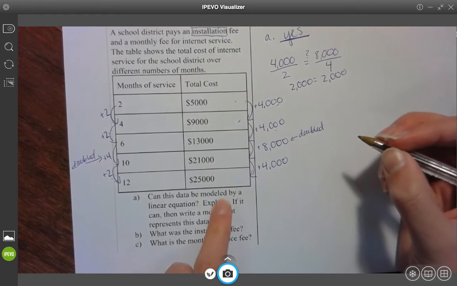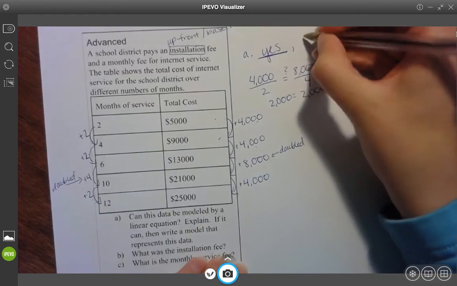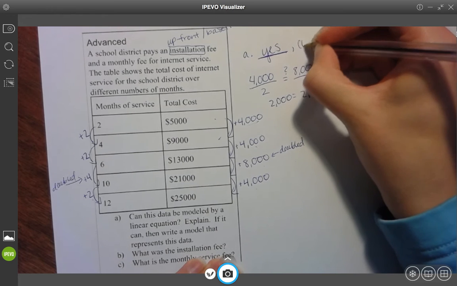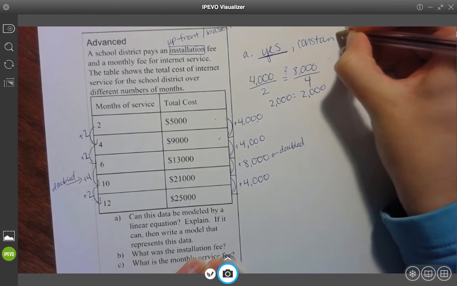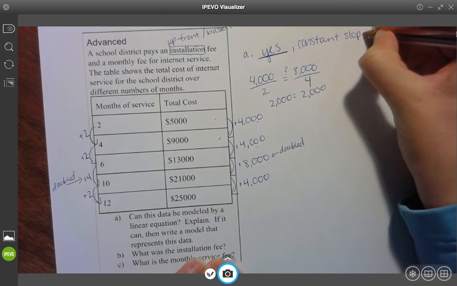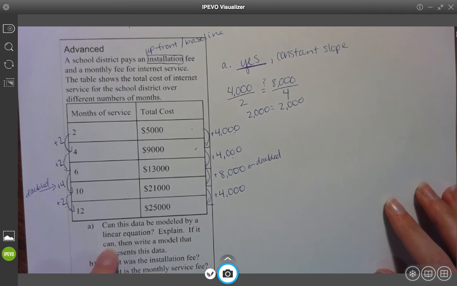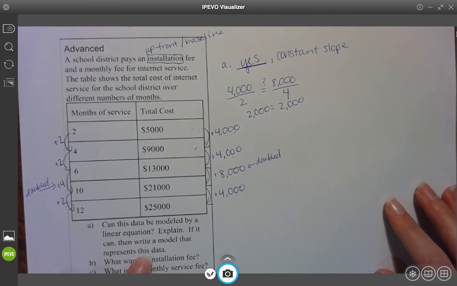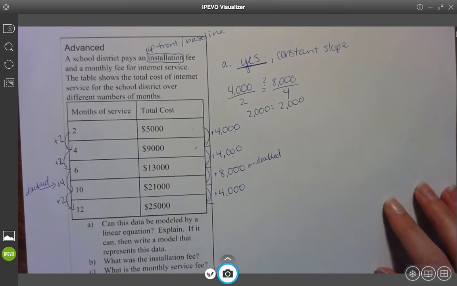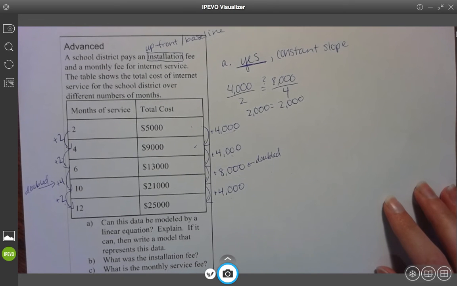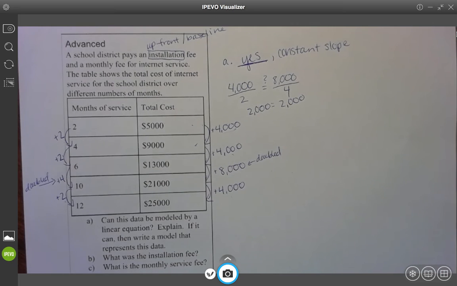Yes. Explain. We have a constant slope. All right. If it can, then write a model that represents this data. All right. So what that's asking for is a linear equation now. So what model, what form do we want to use?